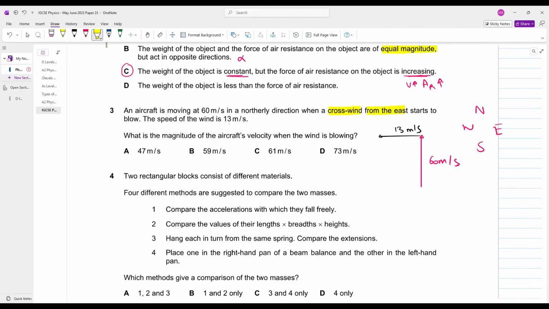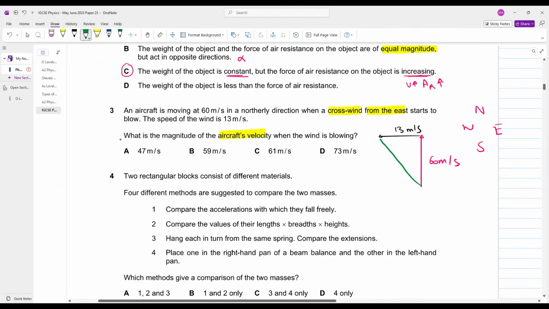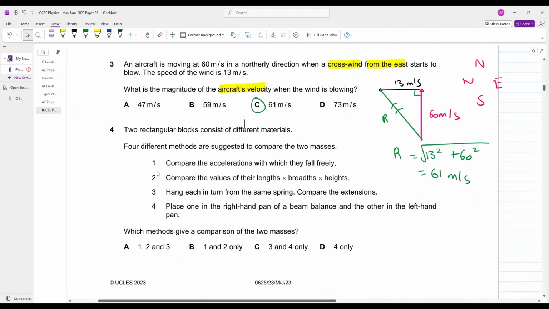What is the magnitude of the aircraft's velocity? Okay, we have to calculate the resultant velocity. How will we calculate the resultant velocity? From here till here. This is your resultant velocity. This is your 90 degree angle. How will you calculate the resultant velocity? Resultant is equal to square root of 13 squared plus 60 squared. Tell me, what will the resultant velocity be? 13 squared plus 60 squared taken under root. Resultant velocity comes out to be 61 meters per second. C is your answer.